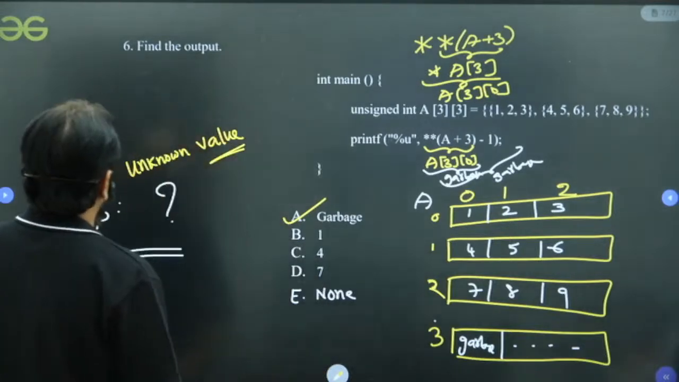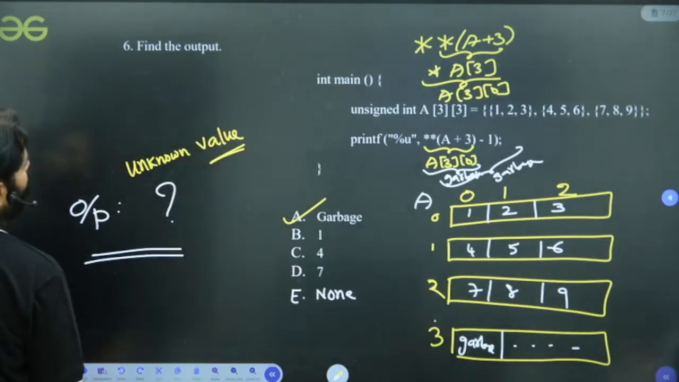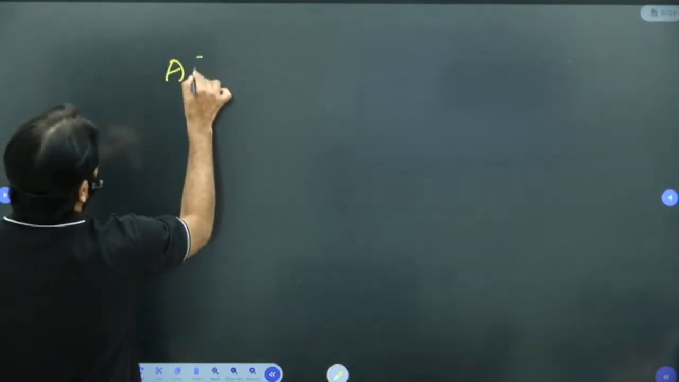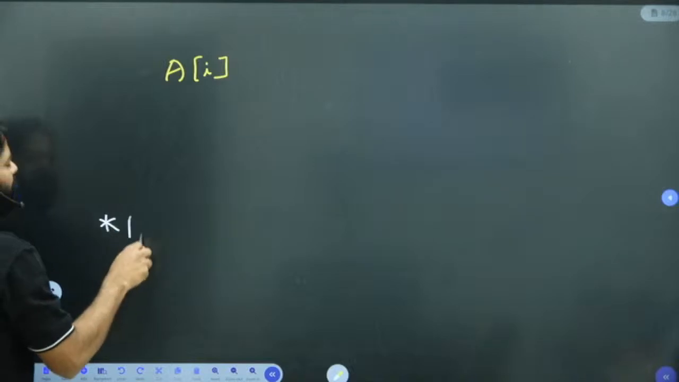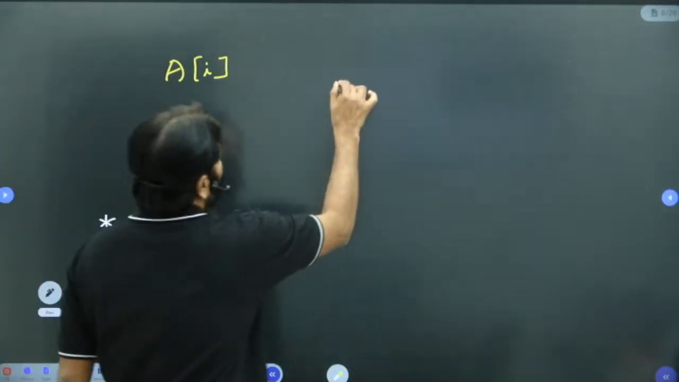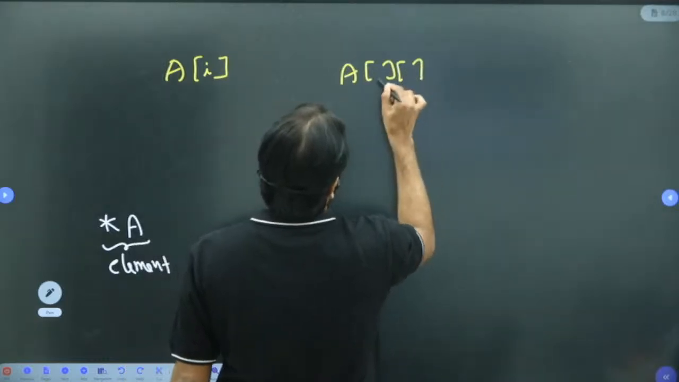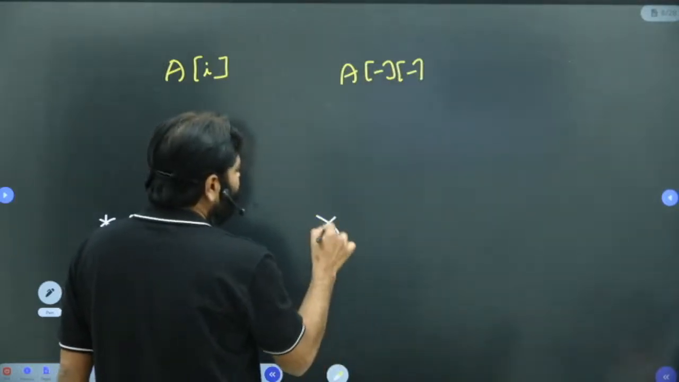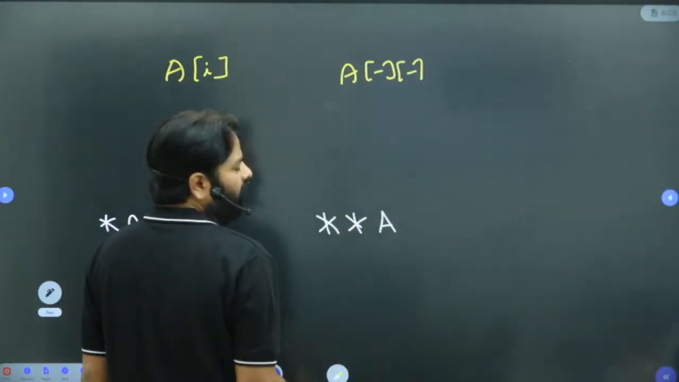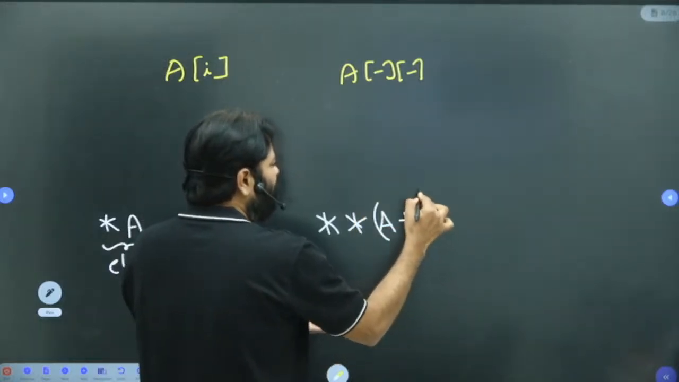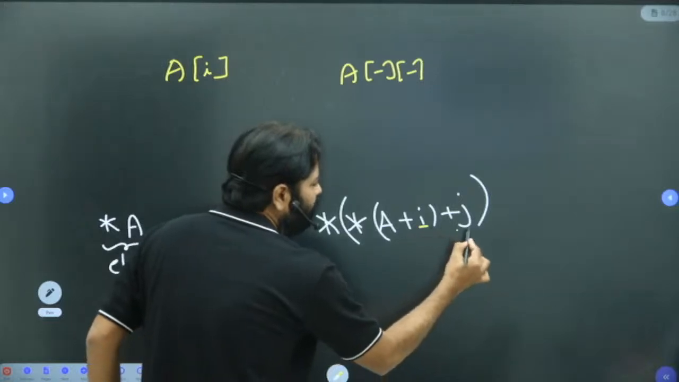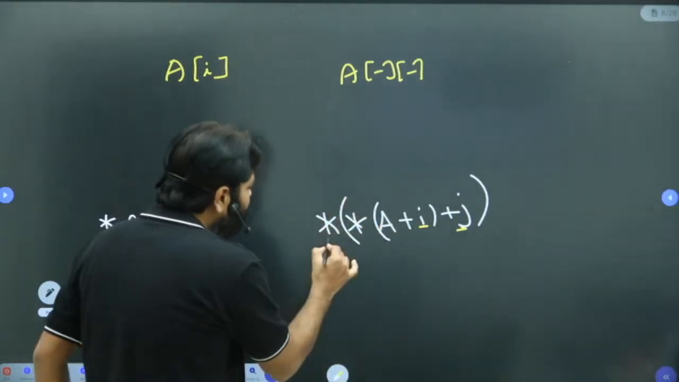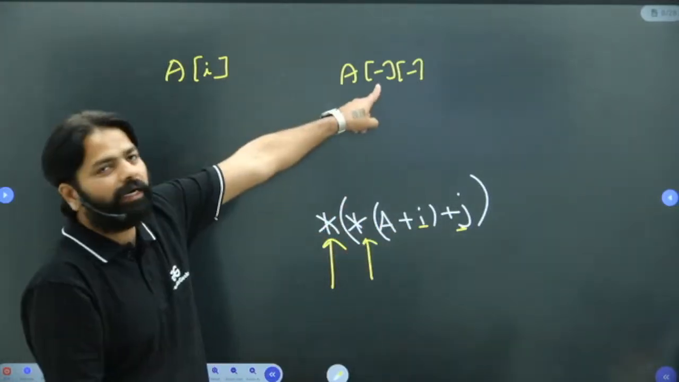Here, some people do not understand how to see. If it is 1D, then one star will give you an element, yes or no? If it is 2D, here you require 2 stars. Doesn't matter what you have, plus I and plus J. These are optional. This I and J are optional. Even if you don't know, these 2 stars are very important to get an element.